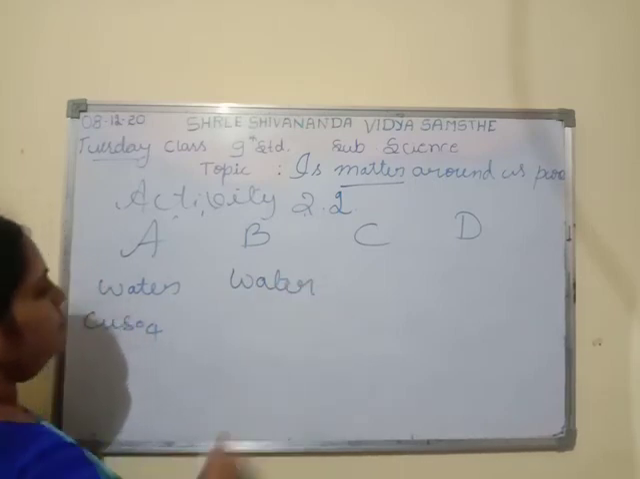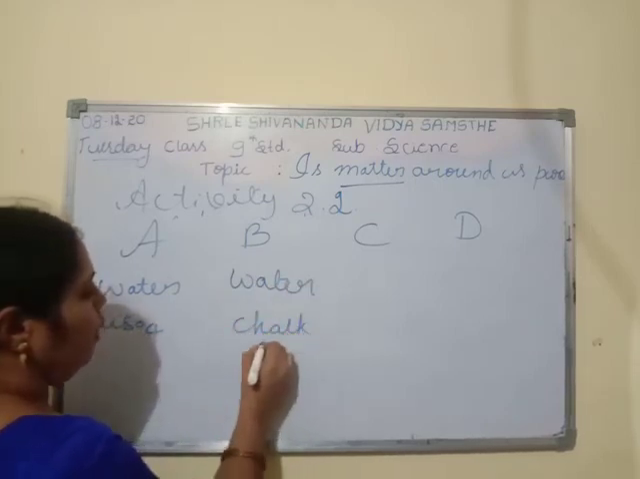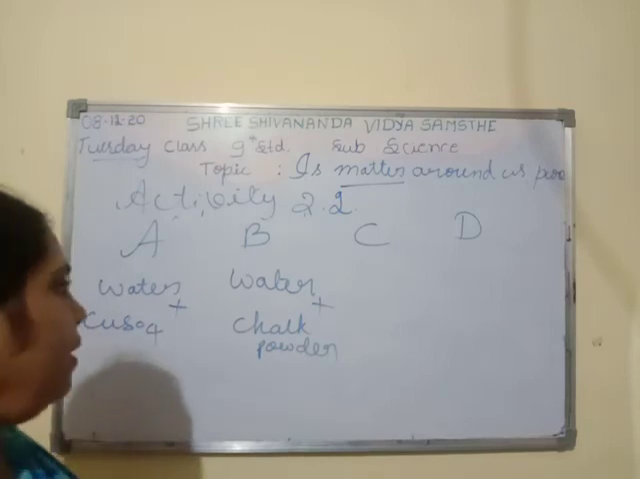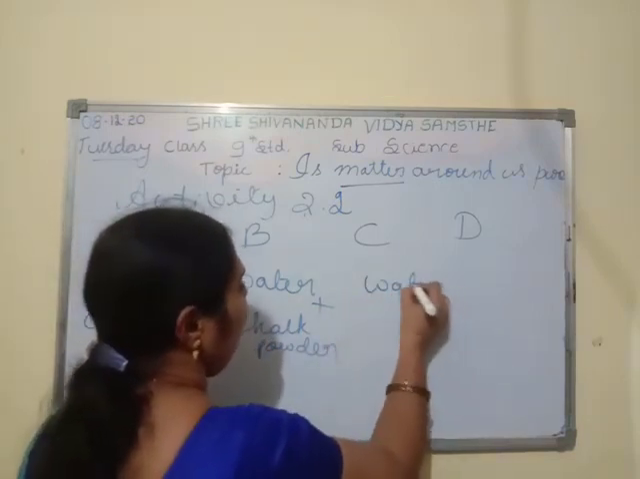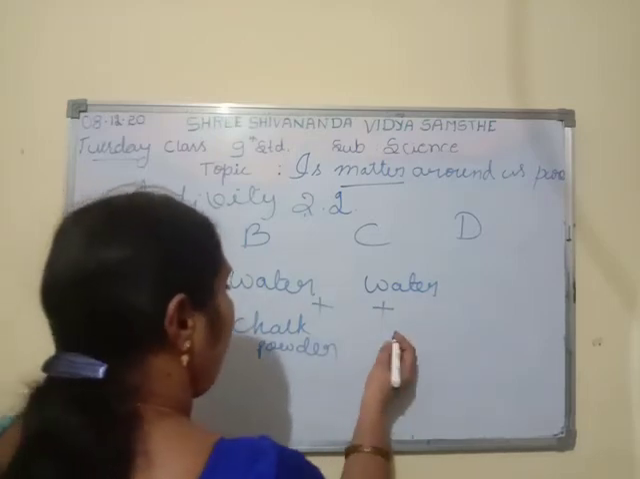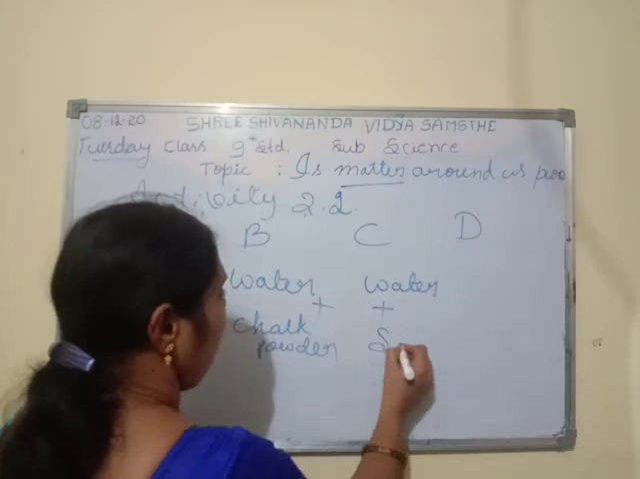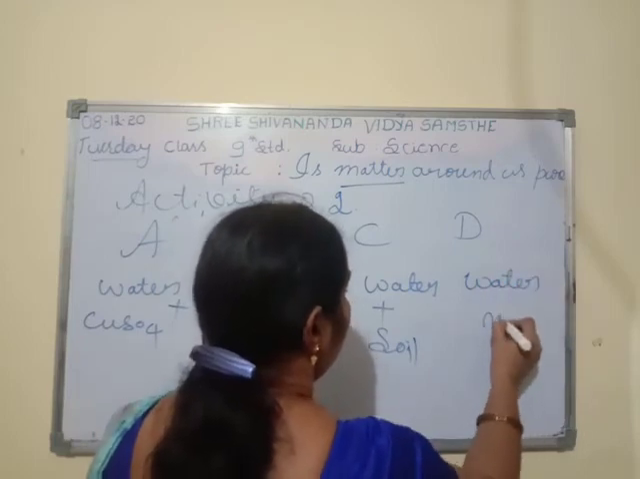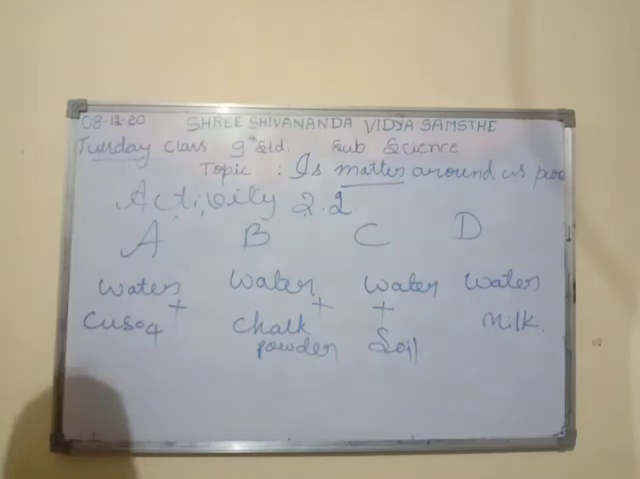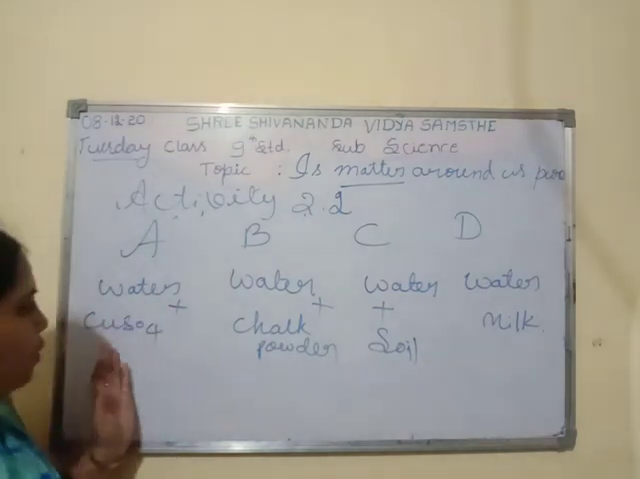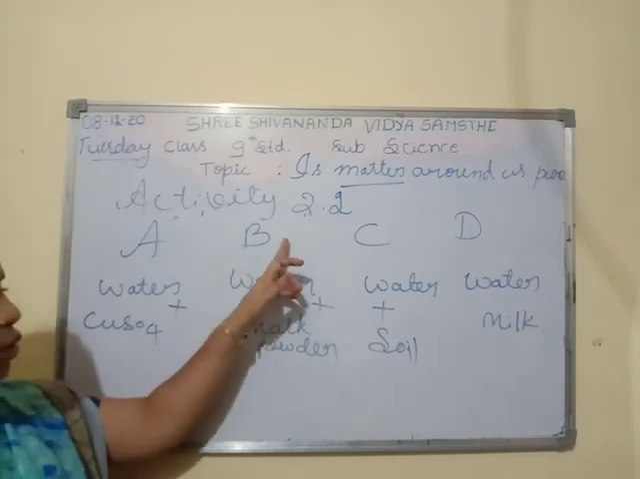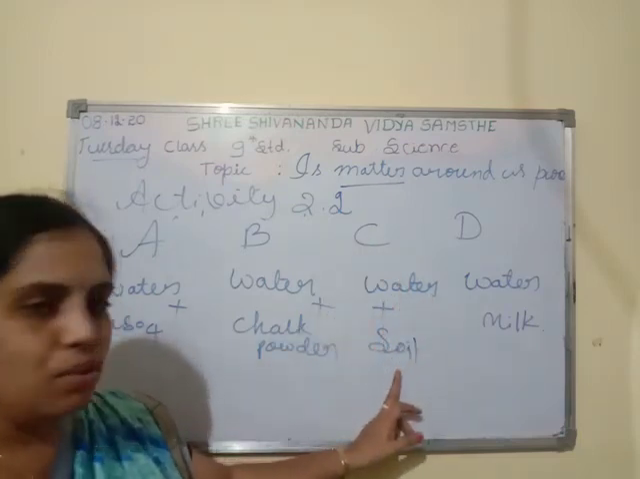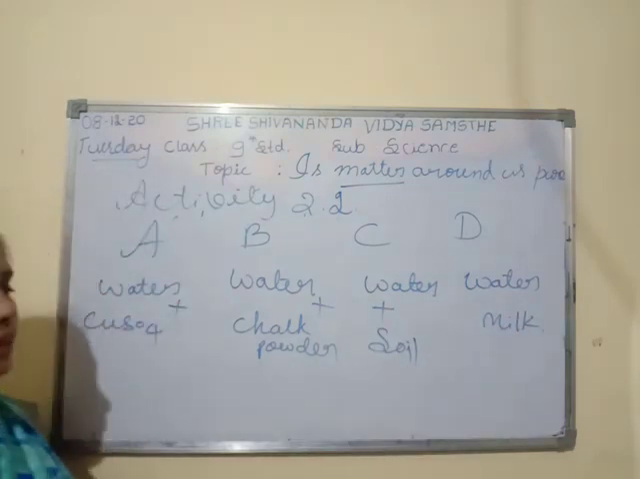And then for group B, I am going to give a mixture of water and the chalk powder. Okay, water and chalk powder. And for group C, I am going to give water plus soil. And for group D, water plus milk. Okay, water, copper sulfate solution. And for group B I am giving water plus chalk powder, and for group C water and soil, and for group D water and milk.